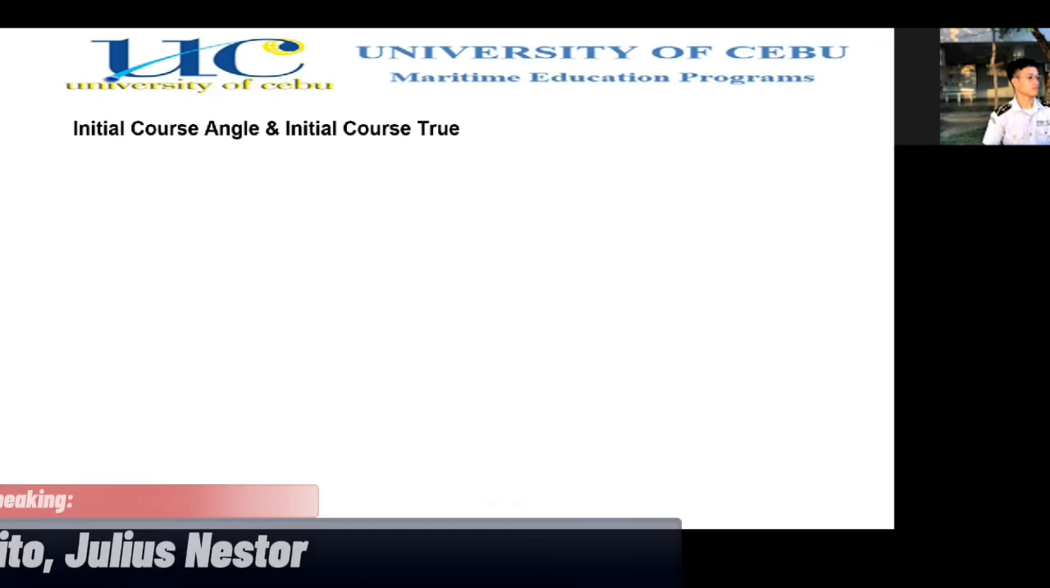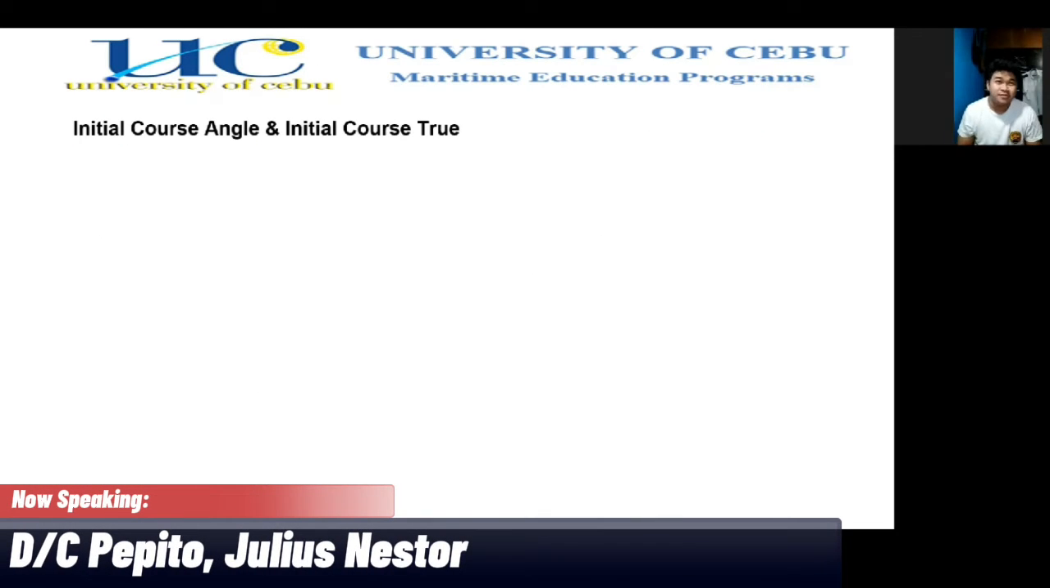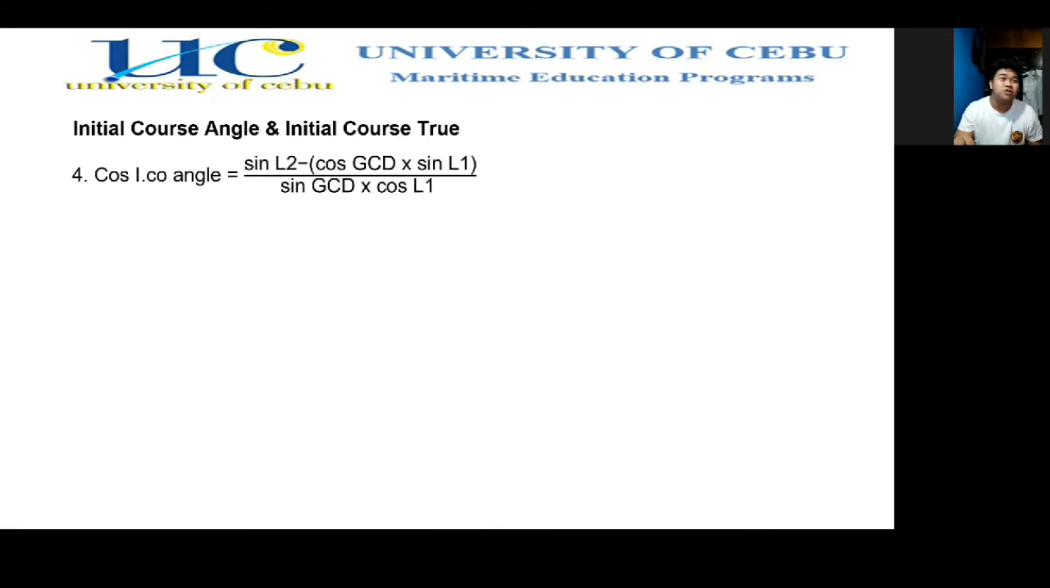Thank you for that, Cadet Ortega. After getting the D-long and D-lat, we can now get the initial course angle and initial course true. The formula for that is: the cosine of the initial course angle is equal to sine latitude 2 minus the product of cosine great circle distance times sine latitude 1, over sine great circle distance times cosine latitude 1.